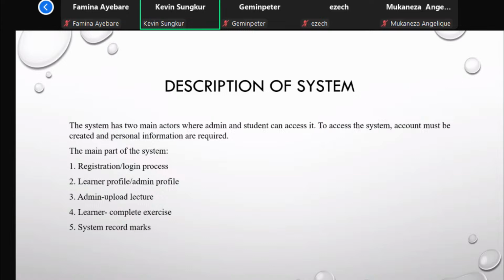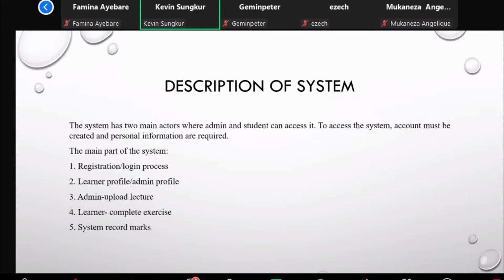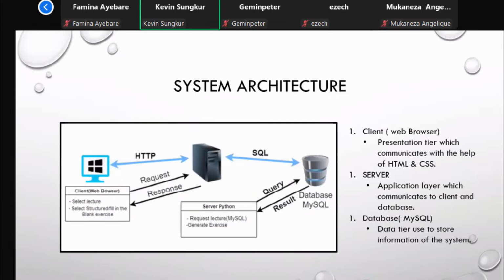The system has two actors: one is the admin, one is the student. The main parts of the system are a registration and login process, a learner profile and an admin profile. The learner profile is important because we need to be able to track the progress of the learner over some period of time. Admin will be able to upload the lectures, learners will be able to complete the exercises, and the system is going to record the marks.